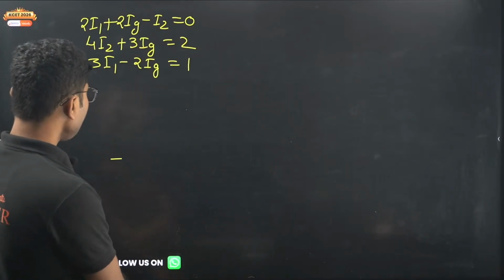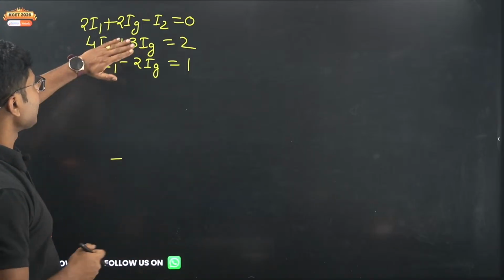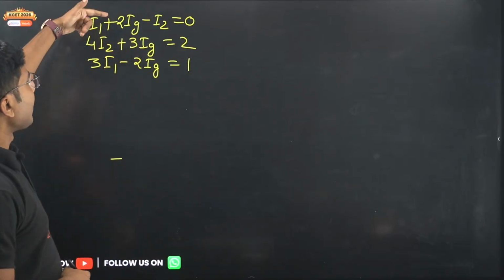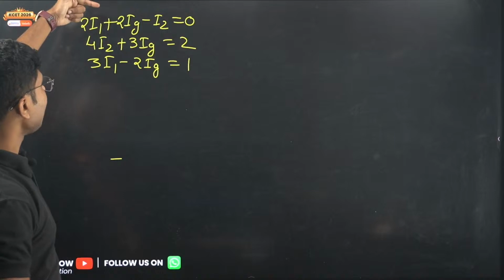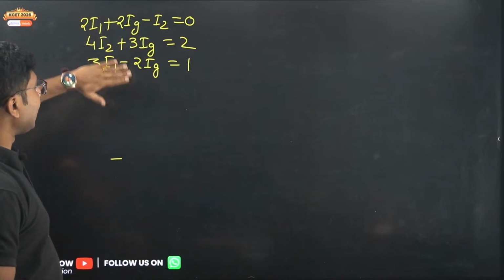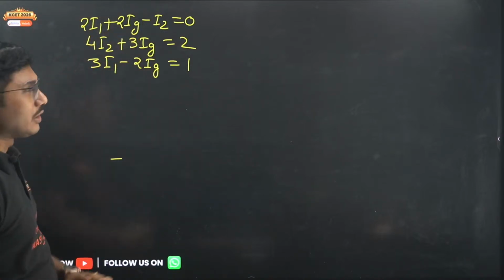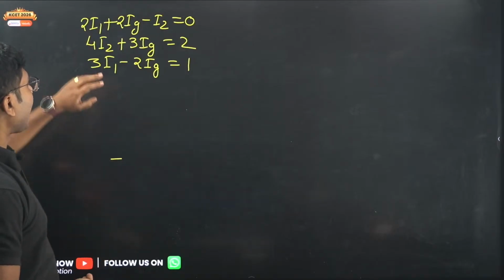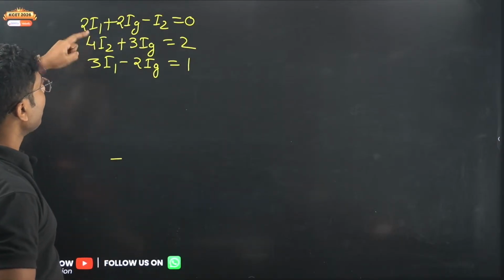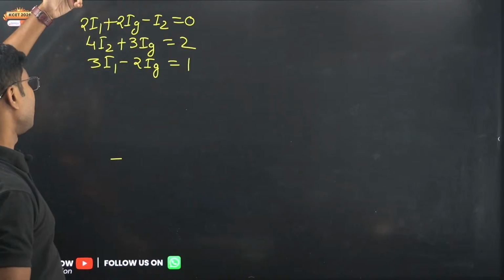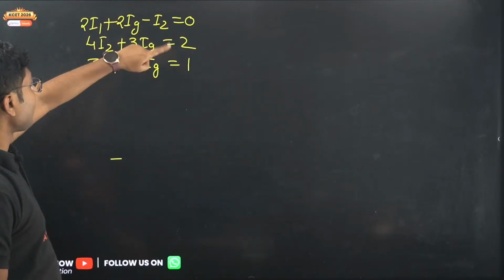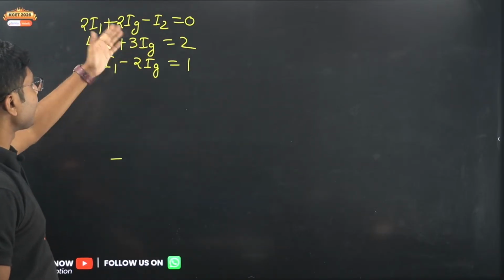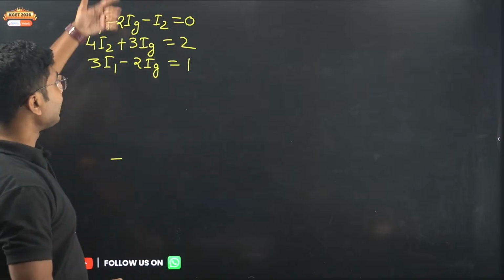The easiest way is to find the relationship between I1 and I2 and put it in one of the equations and simplify it, because we can eliminate IG from these two equations. Or there is one more way you can do: find IG in terms of I1 and I2, put it in these two equations, simplify I1 and I2, and then you can calculate IG.